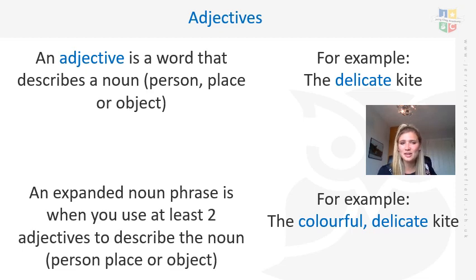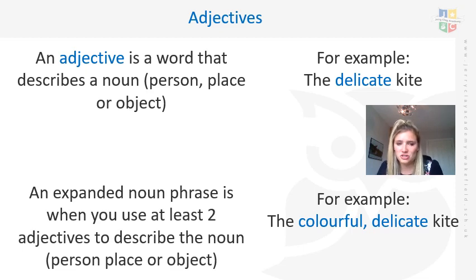Okay, so we're going to be looking at adjectives today. So we've done lots of adjectives before, so this shouldn't be new learning. An adjective is a word that describes a noun which is a person, place or thing. So for example, the delicate kite. The word delicate is the adjective because it's describing the kite. It's not simply just saying the kite was flying, it says the delicate kite. So it gives you a little bit more of a picture about what the kite looks like.